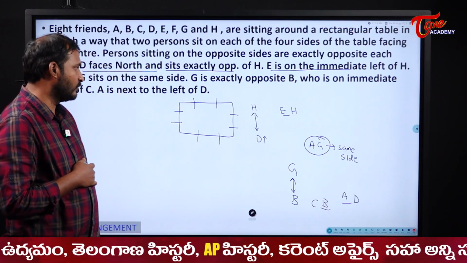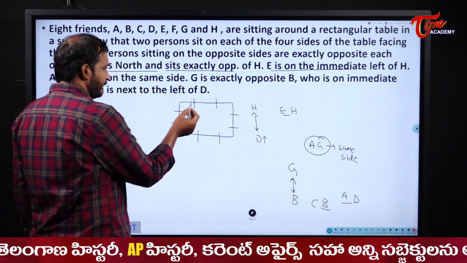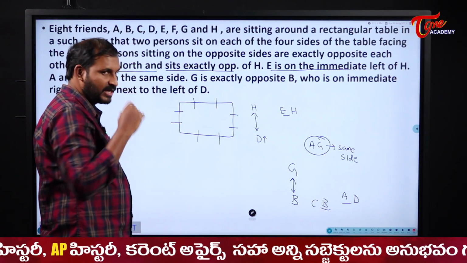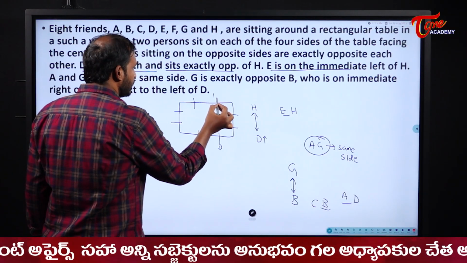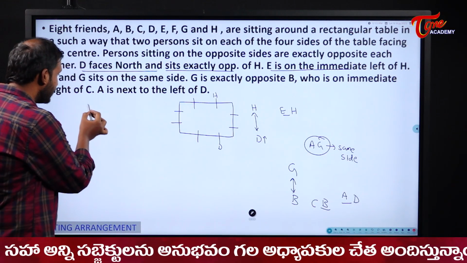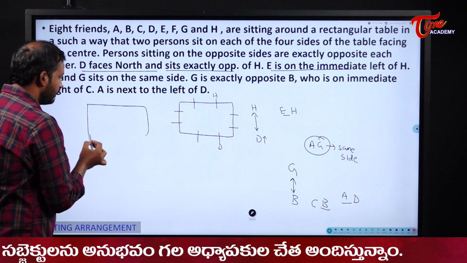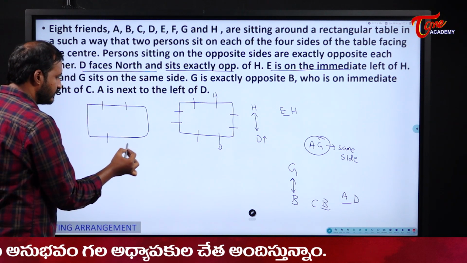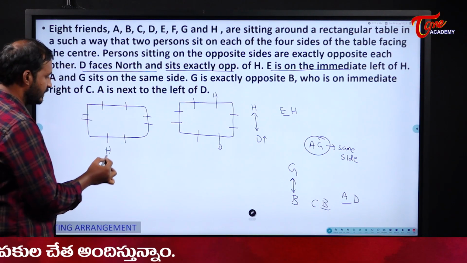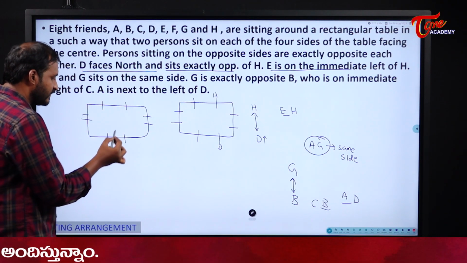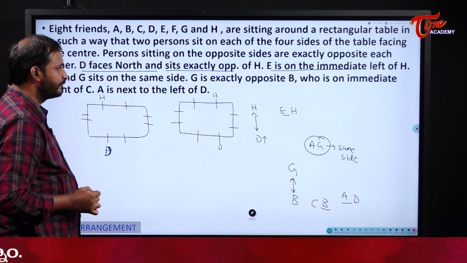So, first and foremost thing, H and D are opposite. So, I can put D here, so H will go here. That is one chance. I will take the other one also, students. We cannot rule out any other chances. We will take all the chances. So, if I take D here, why? Because D is facing north. H will come here.